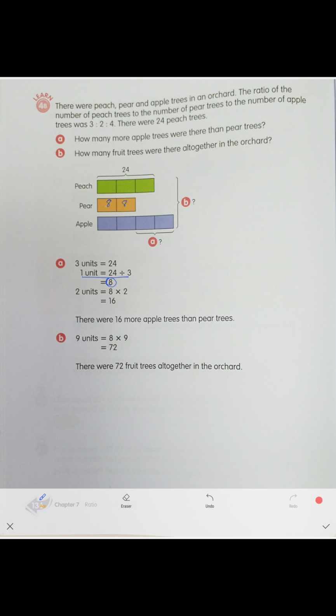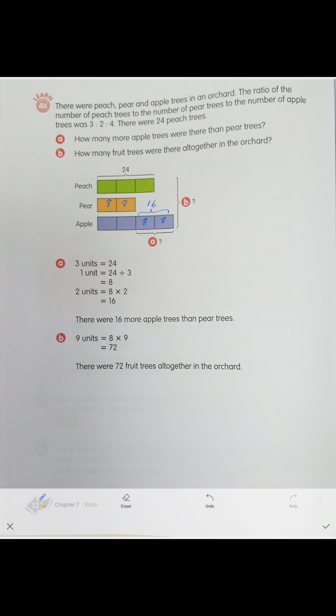So 8, this is 16, right? There were 16. We need to know the difference. How many more apples? So this is 8. This is 16. 16 more apple trees than pear trees.